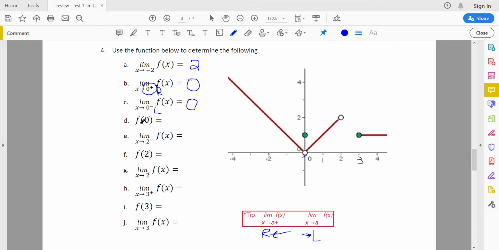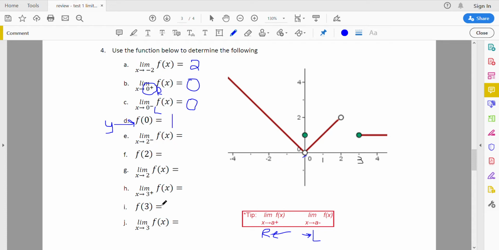Now f of 0, there's no limit. I'm just asked for f of 0. So what's the value of the function? What's the y value of my function at 0? I don't even care about where the lines are going. I need to see where my actual point is. In this case, my point, where my function is actually defined, is at a y value of 1.